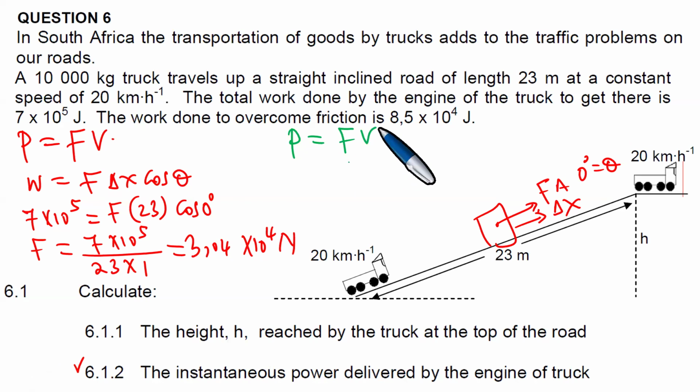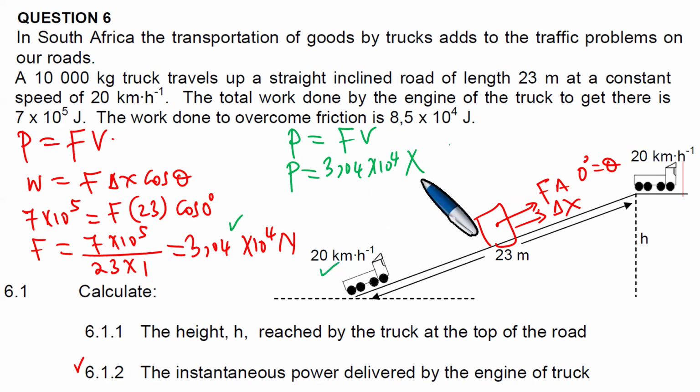So power is force times velocity. And therefore, what is the force? The force is 3.04 times 10 to the 4th power, right? That is the force, this one here. And therefore, what is the velocity? The velocity of the truck, you already know, is 20 kilometers per hour.